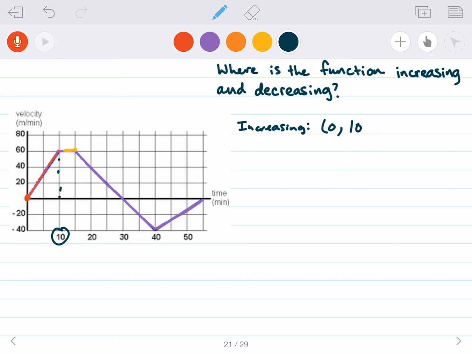And then it starts to flatline, right? And so it starts to flatline up until this point. Then it starts to dip, and it's dipping steadily until we get to x equals 40. So what is this point right here? It looks like this point is x equals 15. So it's decreasing from x equals 15 to x equals 40. Right? This whole section right here, it's decreasing.